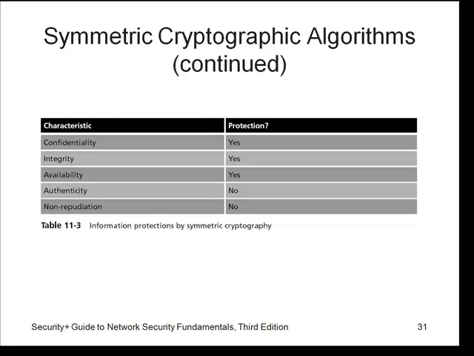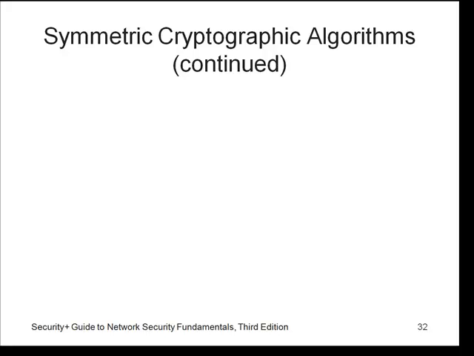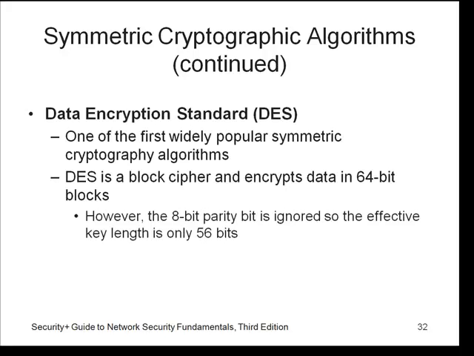Symmetric algorithms give us confidentiality, integrity, and availability, and the availability here is that it's available only to the people that have the key to get that information decrypted. Authenticity and non-repudiation, it doesn't do us any favors with, any good with.